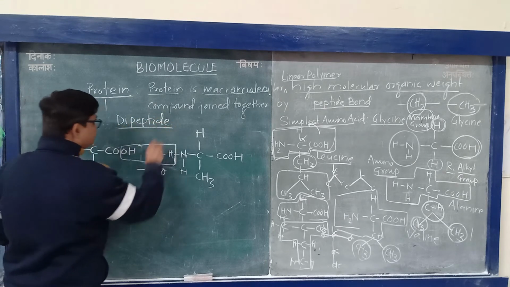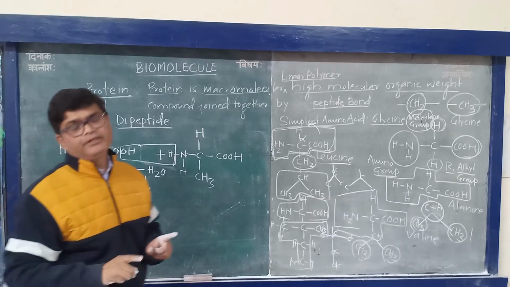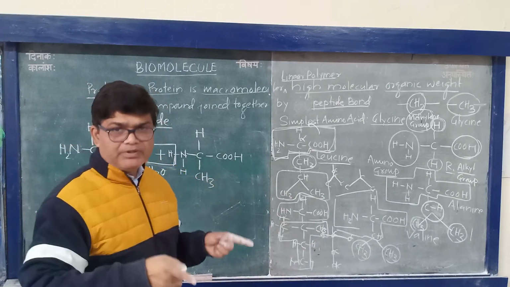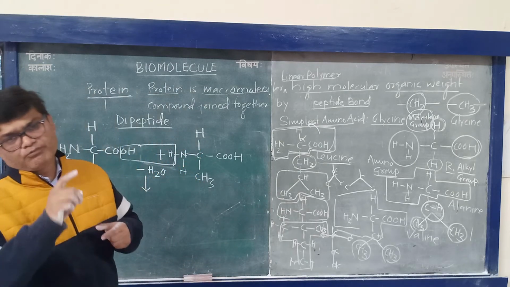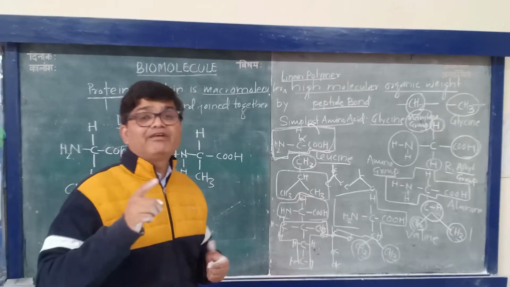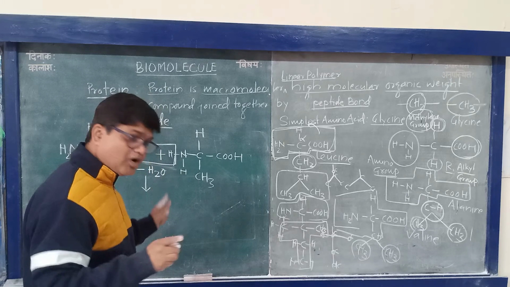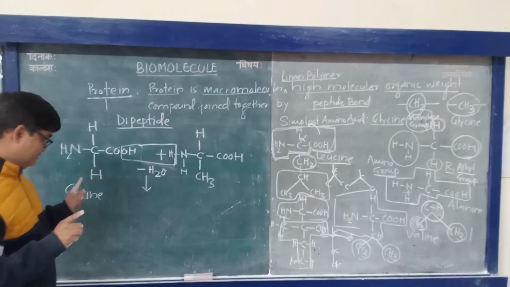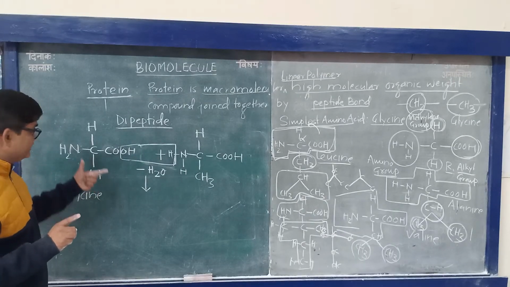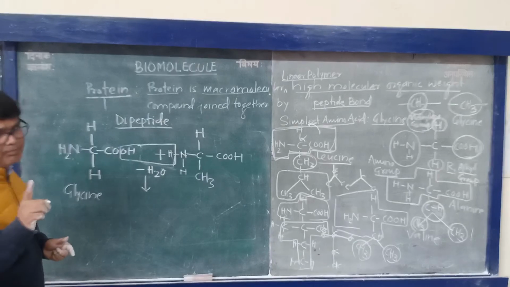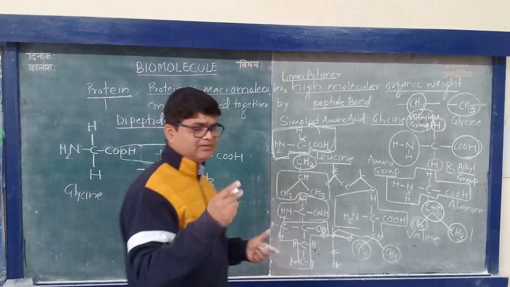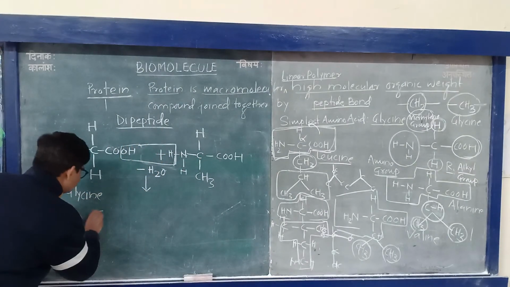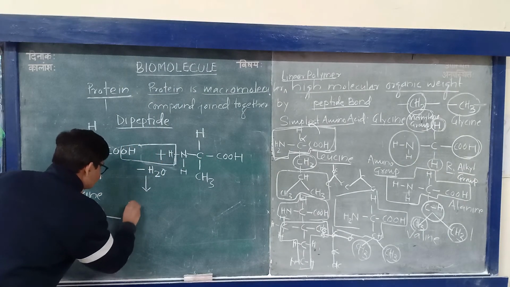On the basis of the number of amino acids, we can say it is a dipeptide or tripeptide. If 3 amino acids join, it is a tripeptide; if 4 amino acids join, then a tetrapeptide. But the number of peptide bonds will be one less. If you count, in the case of a dipeptide only one peptide bond is present, and in the case of a tripeptide 2 peptide bonds are present. So this is the chemical structure, try to understand.